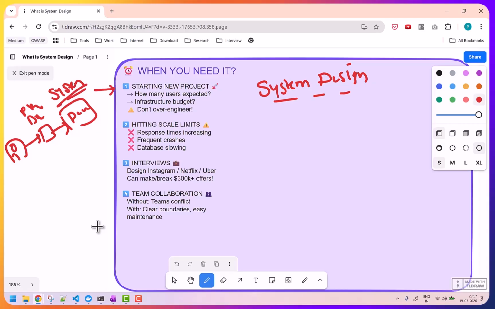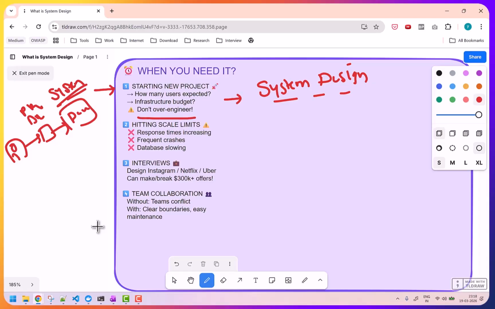So whenever you start a new project, right? From that day itself, you need to start thinking about system design. How many users are expected? What is the infrastructure budget? All these things you need to decide. You should have clarity so that you can make a proper system design decision. But the only thing which you need to be cautious about is don't over engineer.